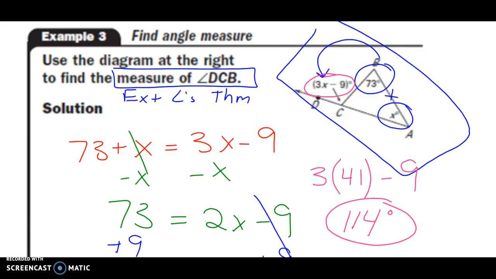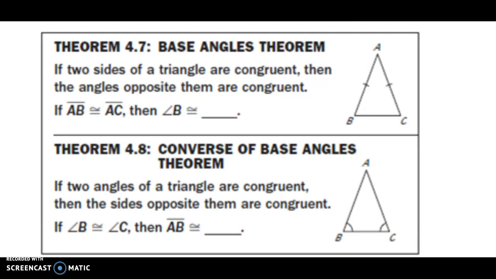114 degrees. The last theorem that we need to learn about today is our isosceles base angles theorem. And it's a pretty easy one. It says if this is an isosceles triangle, which means there's at least two sides congruent, then the base angles are congruent. Which do you think are the base angles of that isosceles triangle? B and C. So we can put a couple arcs in here. We know that these would be the same measure.